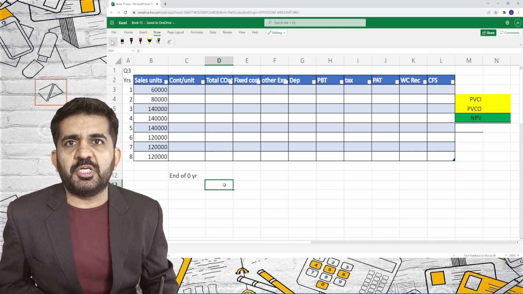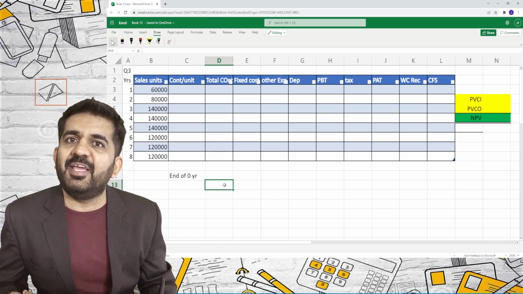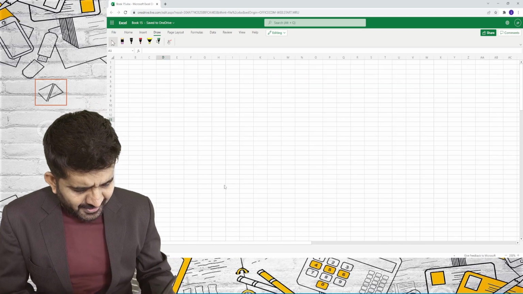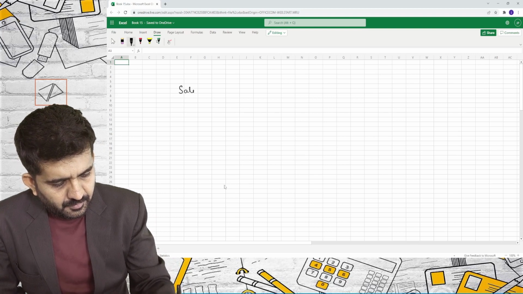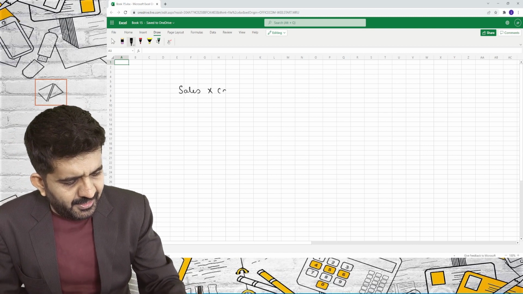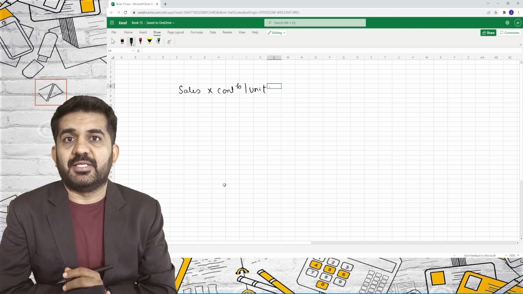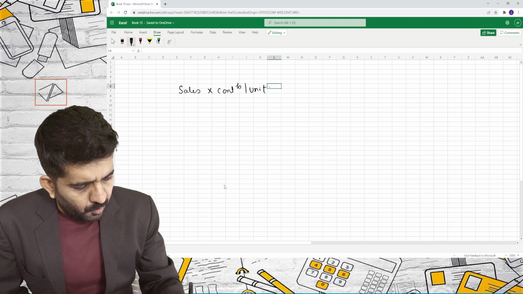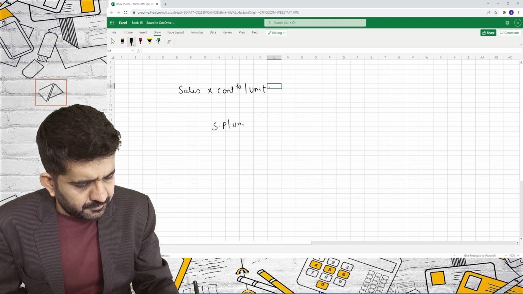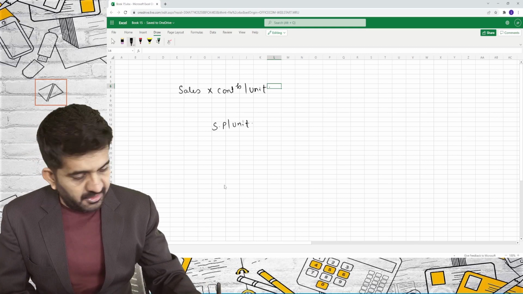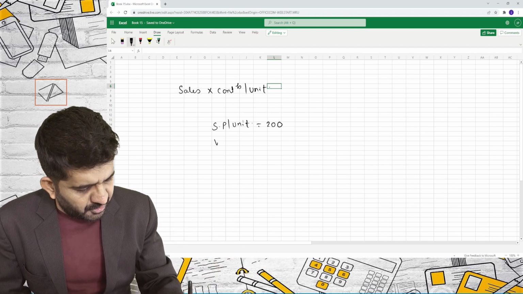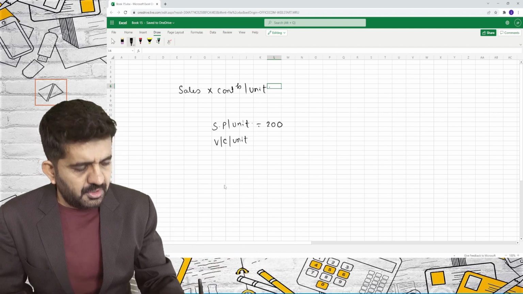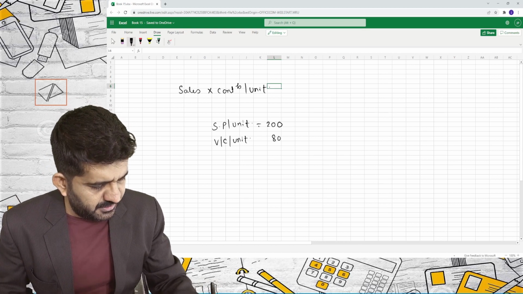How to find out contribution? Sales minus variable cost is contribution. Or I can even do sales multiplied by contribution per unit. This will also give me the same answer. Now what is contribution per unit? Selling price per unit given is 200. And variable cost is 40% of sales, so variable cost per unit will be 40% of this, which is 80.